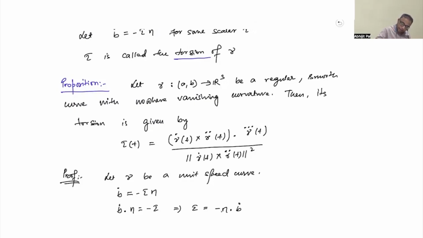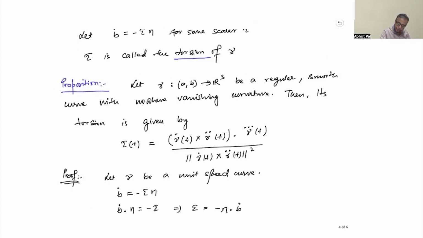And also what we know is that this normal vector n is equal to 1 by k times t dot, which is again equal to 1 by k times γ double dot. So therefore, if I put all this here, what we'll get for the torsion is the following.